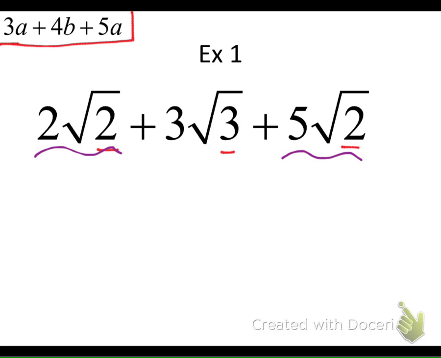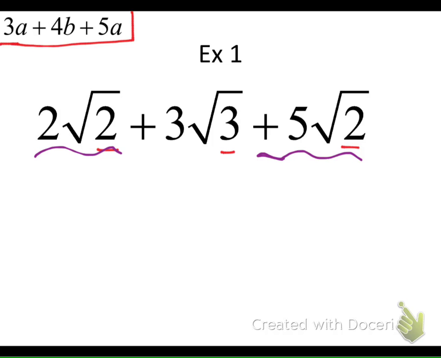Now we always look at the operation sign in front of our number to determine if we're going to add or subtract. So what's the operation sign that goes with 5 square root 2? Plus. So here's how we're going to solve. First radicand, is 2 or 3 smaller? It's my 2, the radicand of 2. So we always start with the smaller radicand. So I'm going to combine 2 square root 2 plus 5 square root 2.